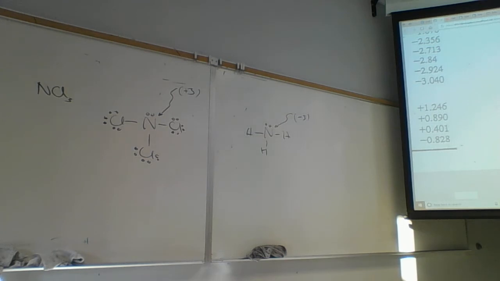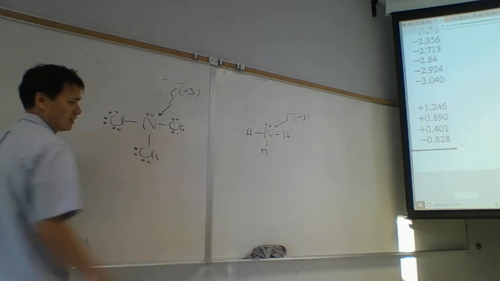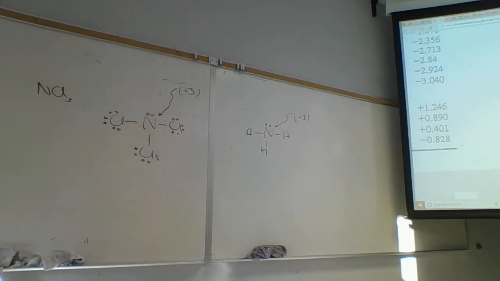Also, base properties. This one's basic. A base, this is not. And so the structural aspects of this can tell us something about the chemical properties, especially if it's something that's not on the charts. We don't see NCl3 on the charts.